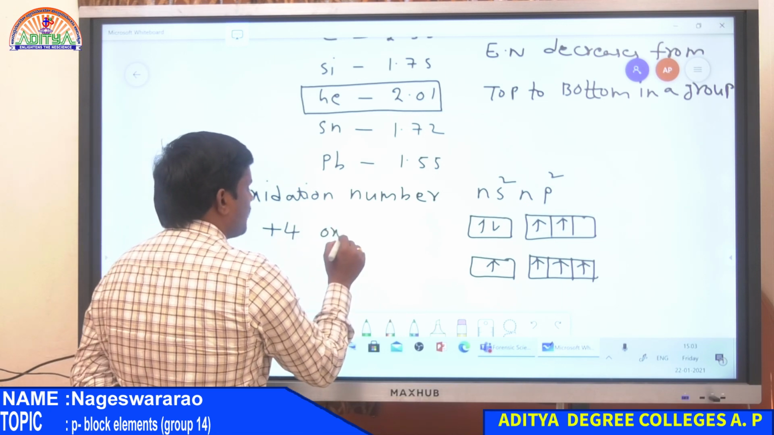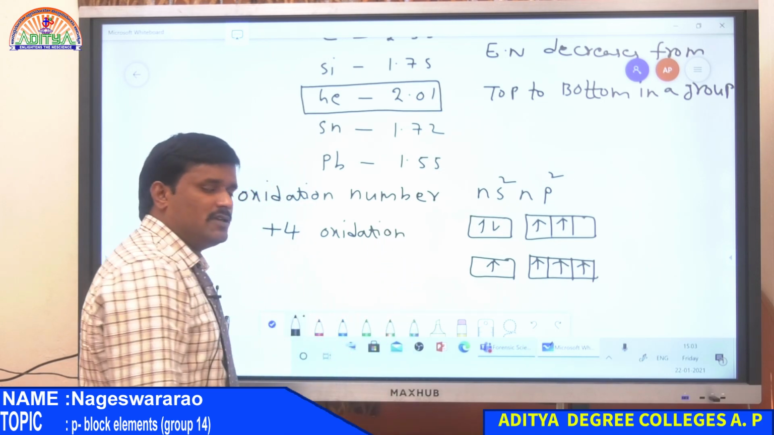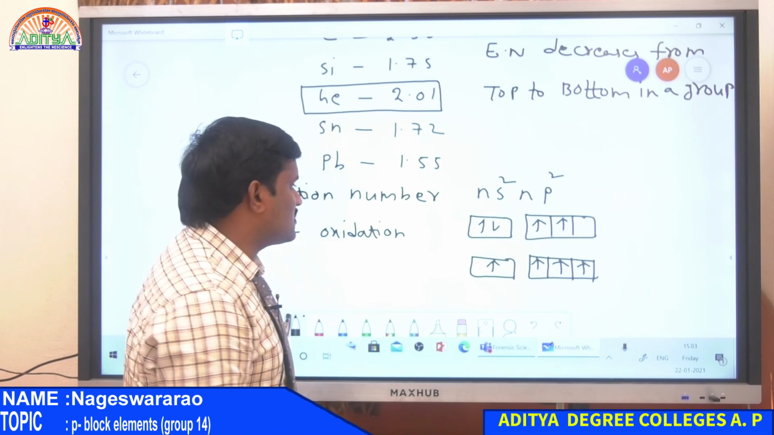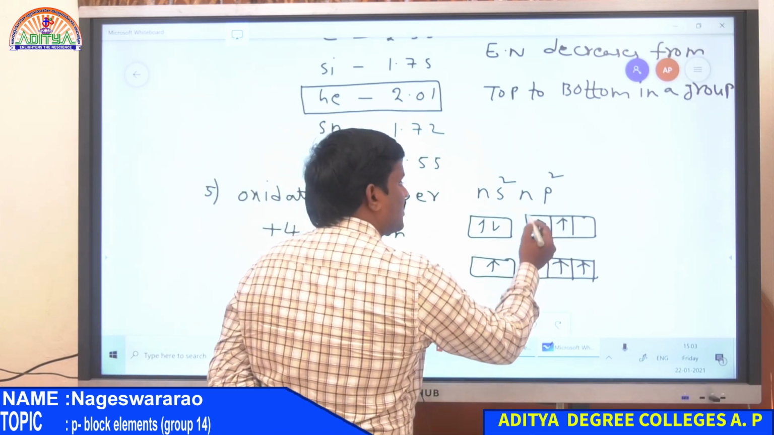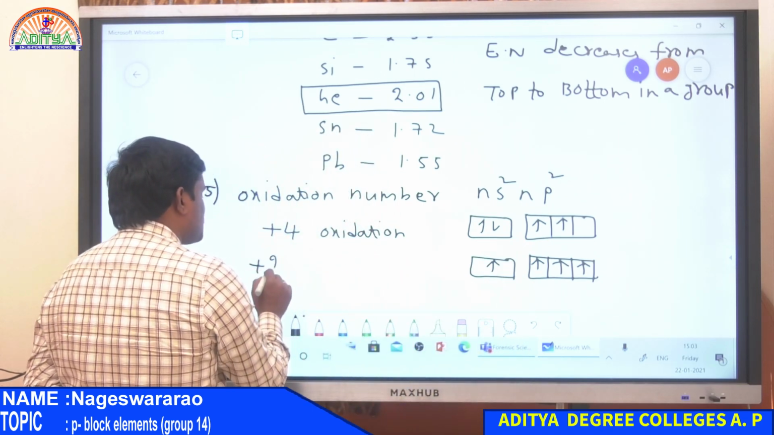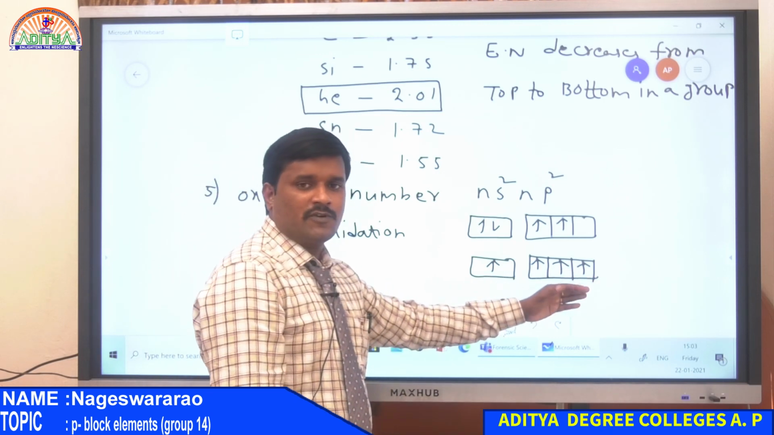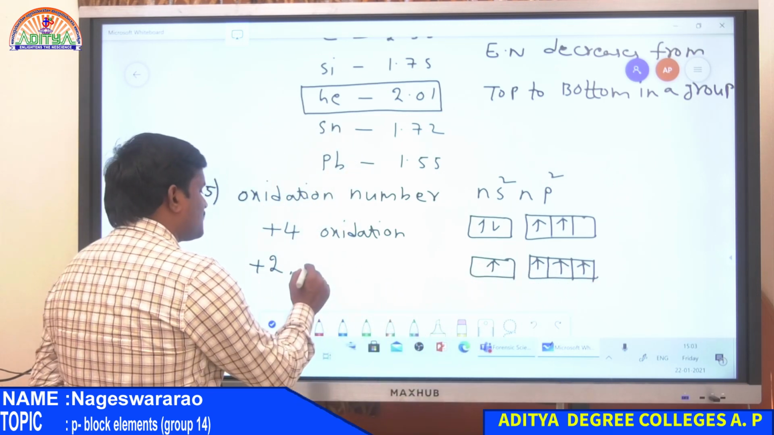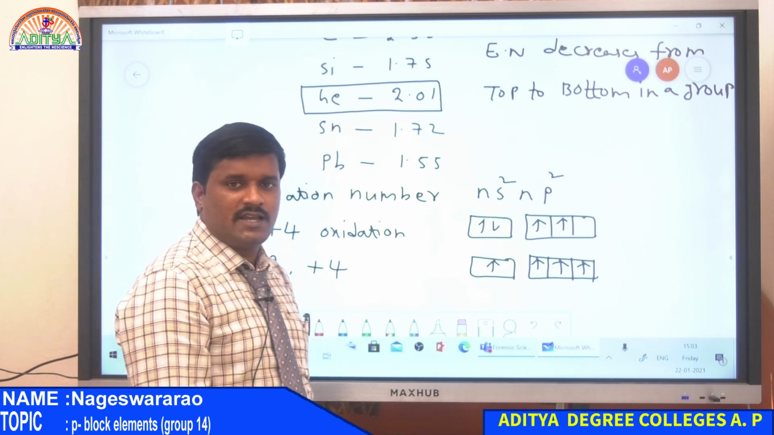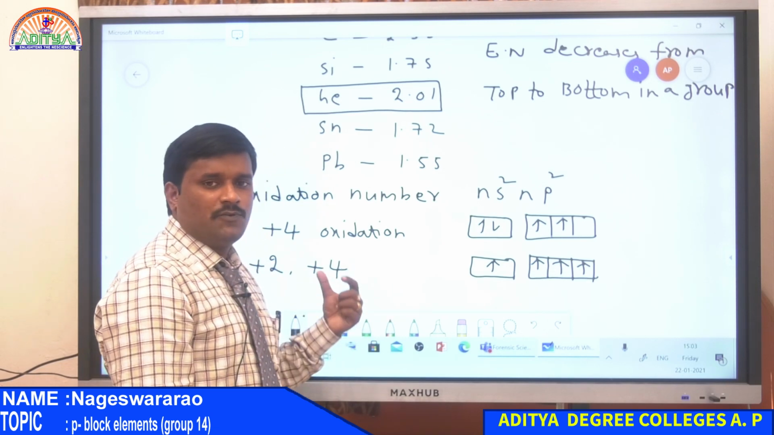By the removal of all these electrons, all these elements have a +4 oxidation state. The maximum possible oxidation number for the carbon family is 4, because there are 4 valence electrons. Whenever the 2 electrons are removed from the p orbitals, it exhibits only a +2 oxidation state, whereas when all 4 electrons are removed, it exhibits a +4 oxidation state. Therefore, the possible oxidation states of the carbon family are +2 as well as +4.